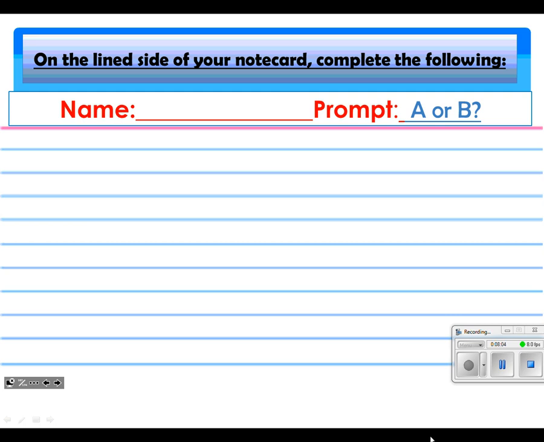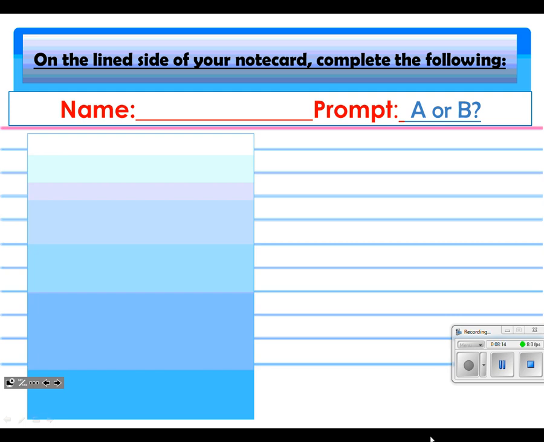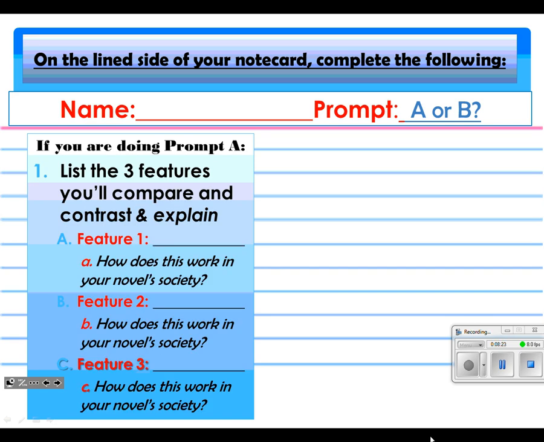You should have written down which prompt you're going to choose. All right, now the next part of your index card, it's going to look like a lot, but you only focus on one side or the other. Those of you that chose prompt A, you're going to follow what's in that blue box. On this index card, just like you see in red, you're going to copy down your 3 features. Feature 1 is this. Feature 2 is this. You've got the features already on that purple bookmark or that separate sheet of paper.